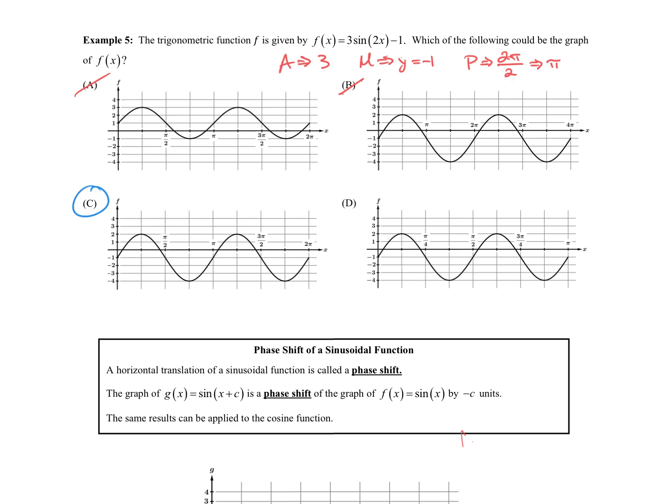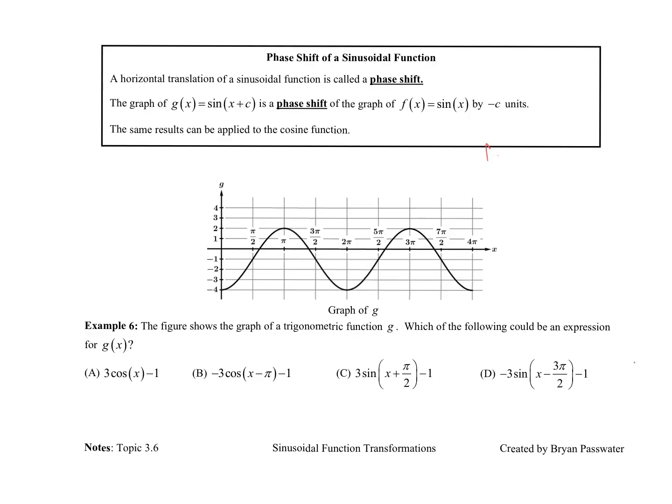All right. Phase shift of a sinusoidal function. A horizontal translation of a sinusoidal function is called a phase shift. The graph of g of x equals sine of x plus c is a phase shift of the graph of f of x equals sine of x by negative c units. The same results can be applied to the cosine function. So again, if you add or subtract inside a function, so you're messing with the x, it does the opposite of what you might think, remember?